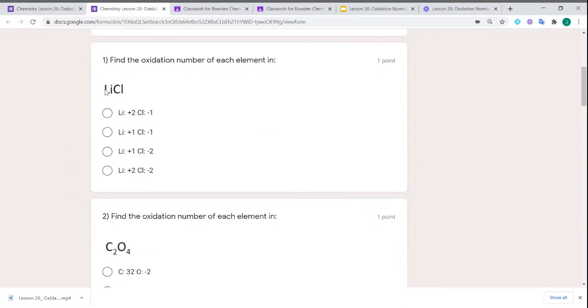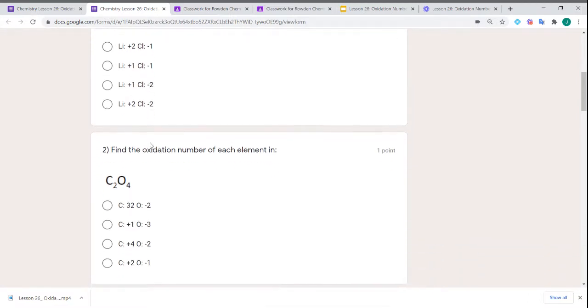Okay, right here, lithium is +1, chlorine is -1. That's just because lithium is in group 1, chlorine is in group 17. So you just know they're +1, -1.